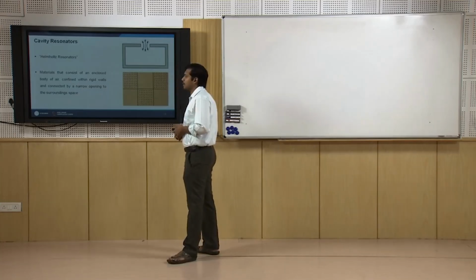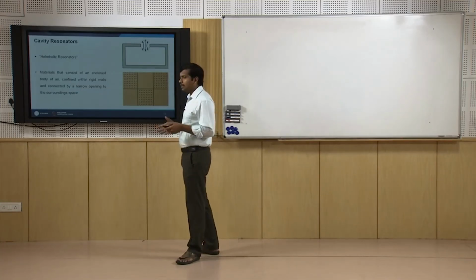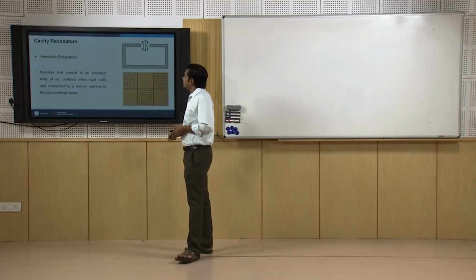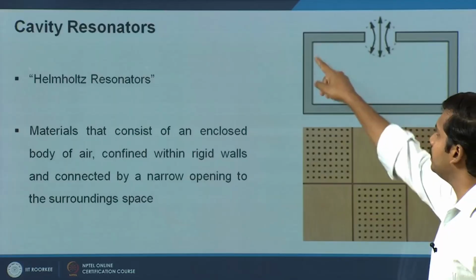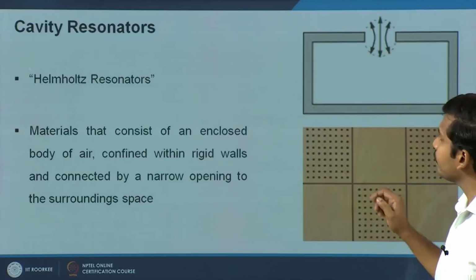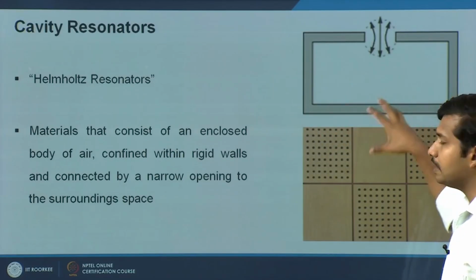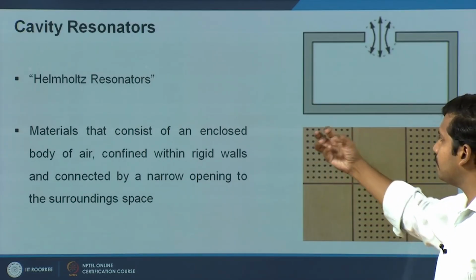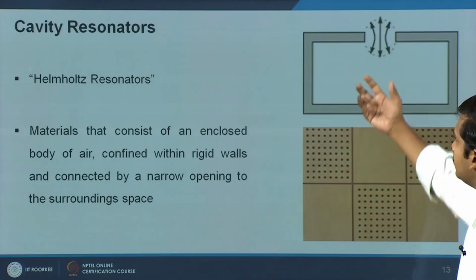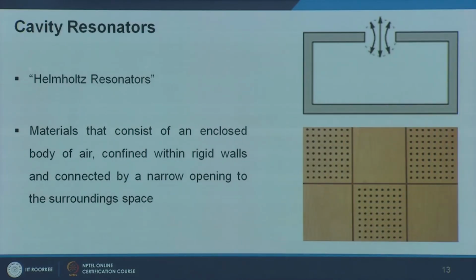The third type is called cavity resonators. These are typically box shaped absorbers. These are also called Helmholtz resonators. The working principle is they actually trap the acoustic signal. It can be specific boxes like this, or it can be panels with perforations, in which each of these perforations is going to act as an acoustic cavity, inside which the incoming signals can be trapped.